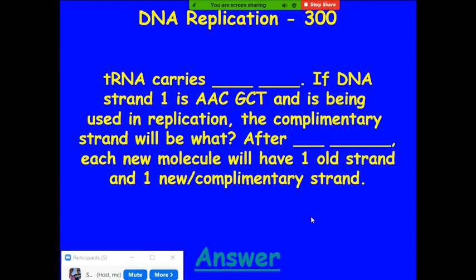If DNA strand 1 is AACGCT and is being used in replication, what is the complementary strand? Use your base pairing rules. And after blank blank, each new molecule of DNA will have one old strand and one new or complementary strand. What do we call that process? Again, please ignore this top question.